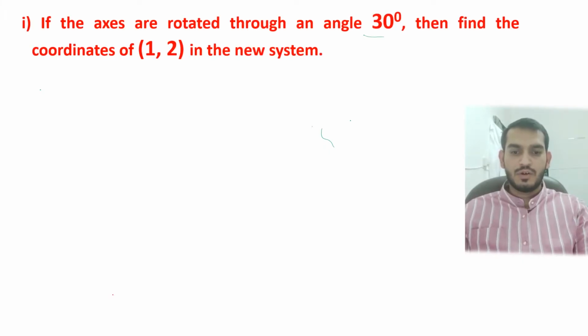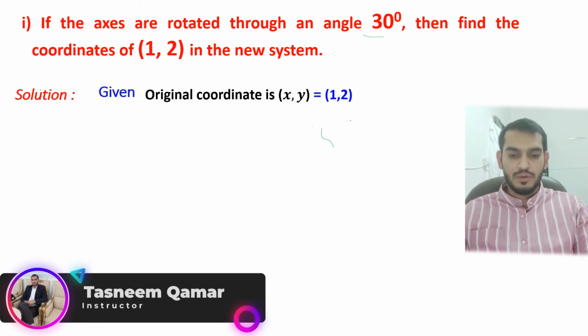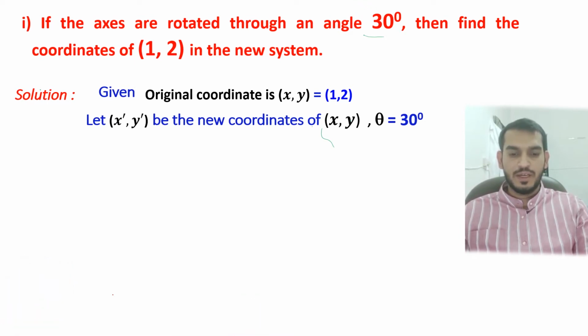If the axes are rotated through an angle 30 degrees, then find the coordinates of 1, 2 in the new system. Given original coordinates are 1, 2, let x dash and y dash be the new coordinates of x, y, and the angle of rotation theta is given as 30 degrees.